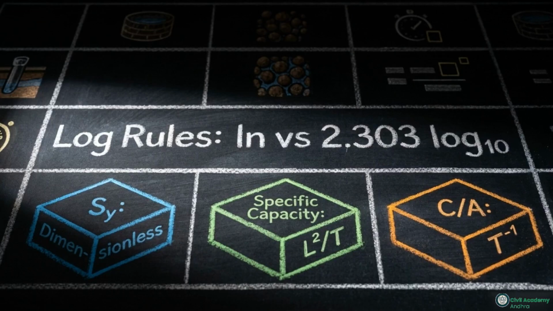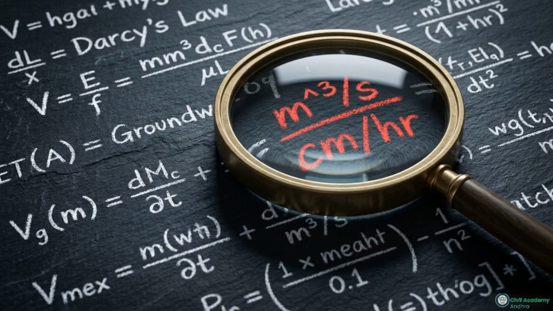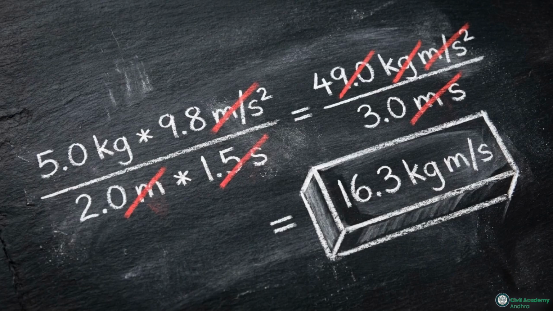This maps out the log conversion rules and highlights the dimensional differences between specific yield, specific capacity, and the recuperation constant. Dominating the AEE exam requires pairing formula memorization with a sharp eye for dimensional inconsistencies and mathematical traps. When you maintain strict unit hygiene and respect the log rules, you stay in total control of the numerical solution.